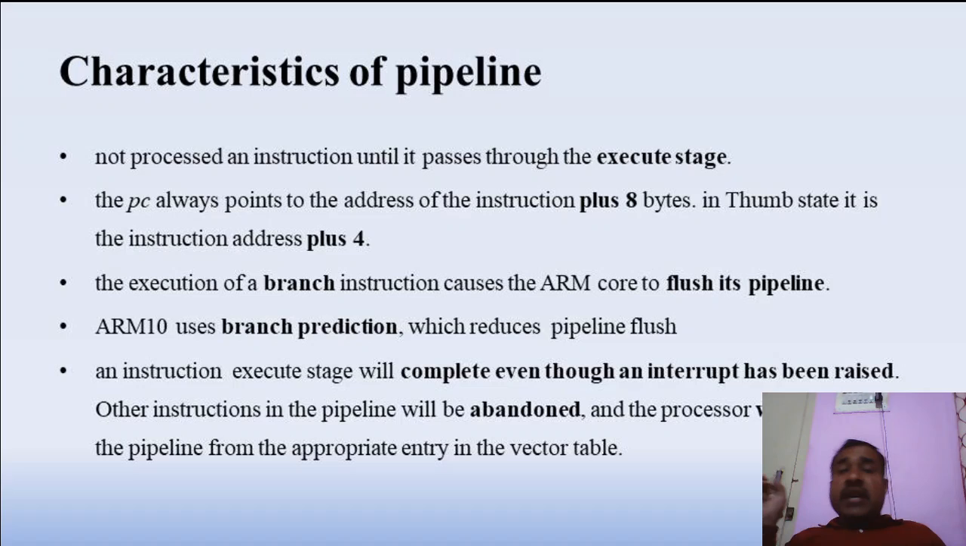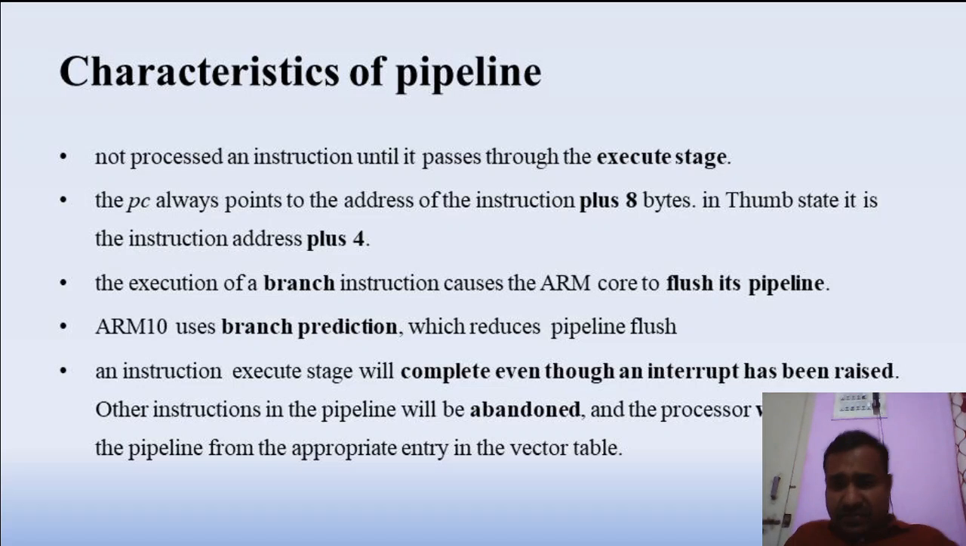Now ARM10 uses branch prediction, which reduces the pipeline flush. ARM10 is a different version of ARM, which uses branch prediction. It predicts the branch before execution, and thereby reduces the pipeline flush, because it predicts the branching, won't bring in the next instruction, and will jump to the branch.